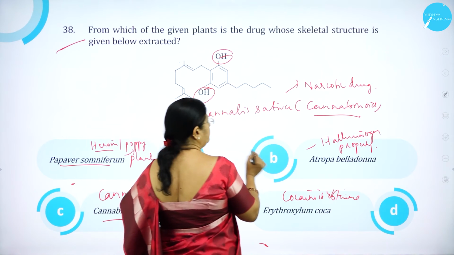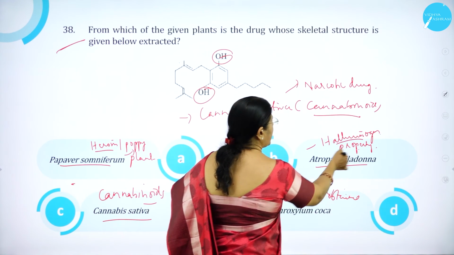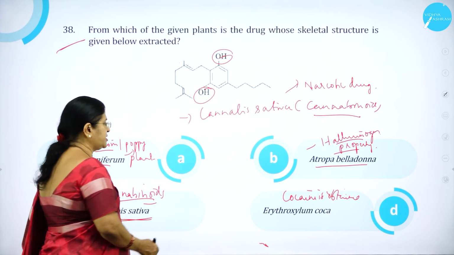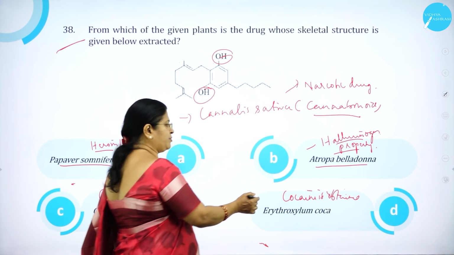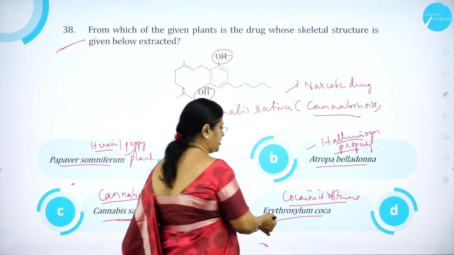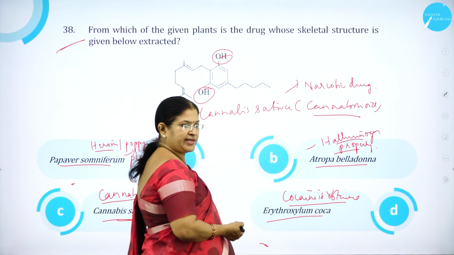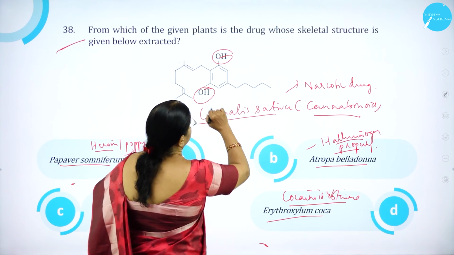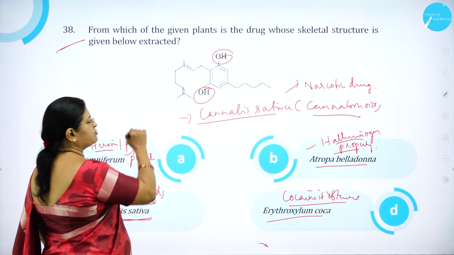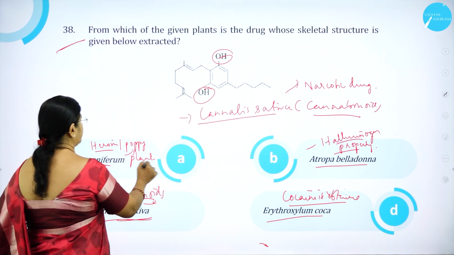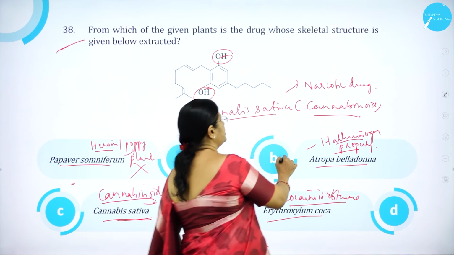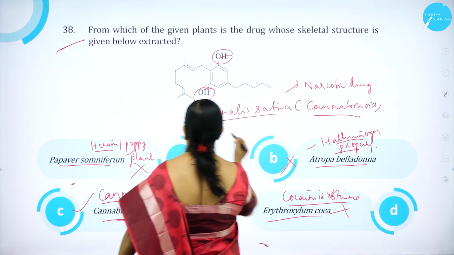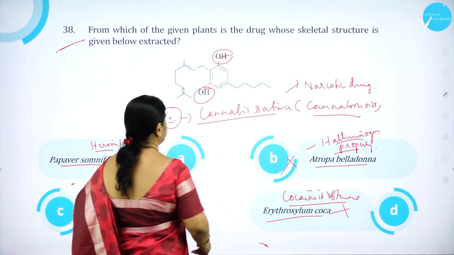Then B, Atropa belladonna, which has hallucinogen property. Then C, Cannabis sativa, cannabinoids. Then D, Erythroxylum coca, cocaine is extracted from Erythroxylum coca. The skeletal structure given below is of which plant? It is Cannabis sativa. So A is wrong, B is wrong, C is Cannabis sativa, D is wrong. So option C is correct.